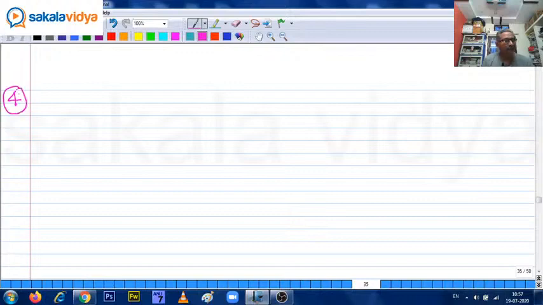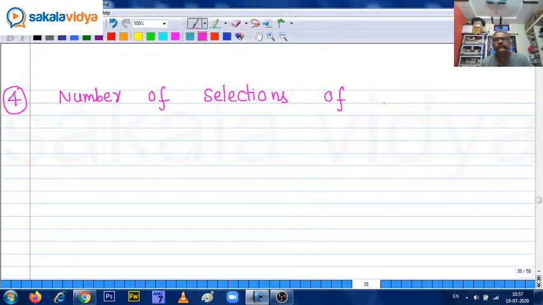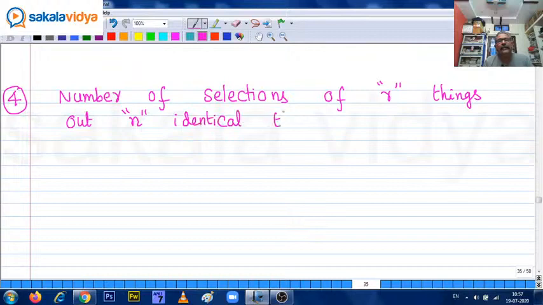Now fourth one. Number of selections of R things out of n identical things is only one way, only one, right? So first let me complete combinations, then after that I will start probability.